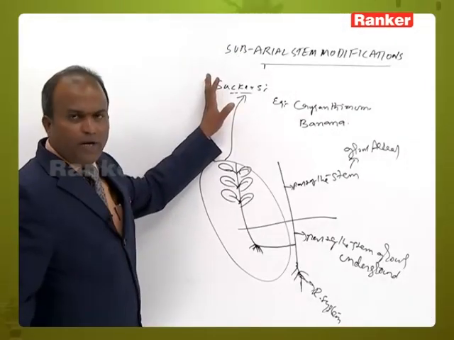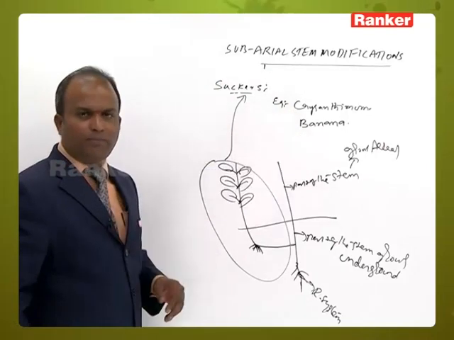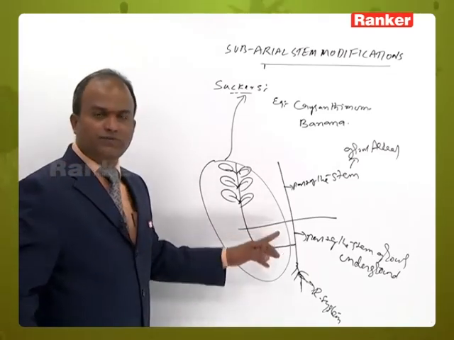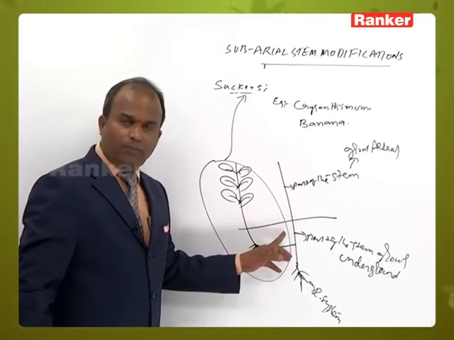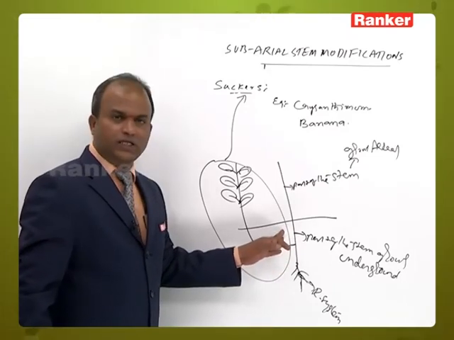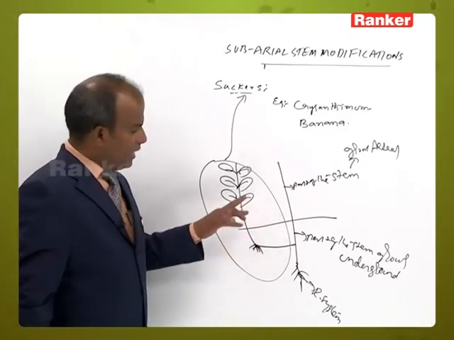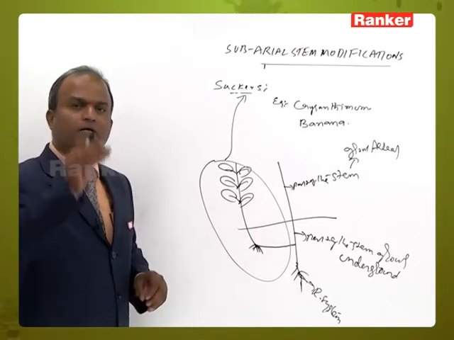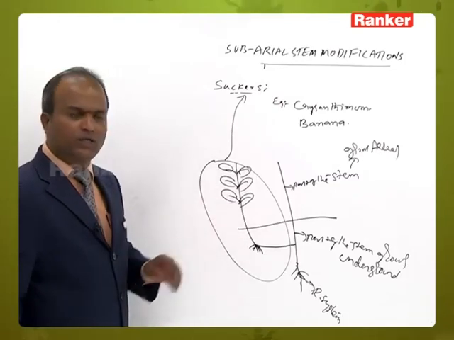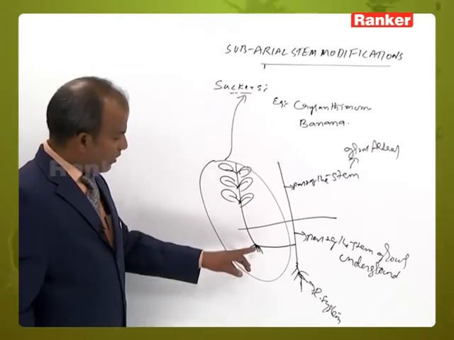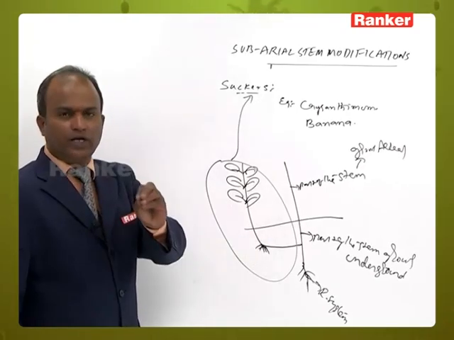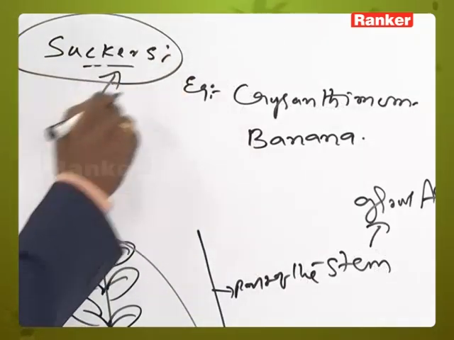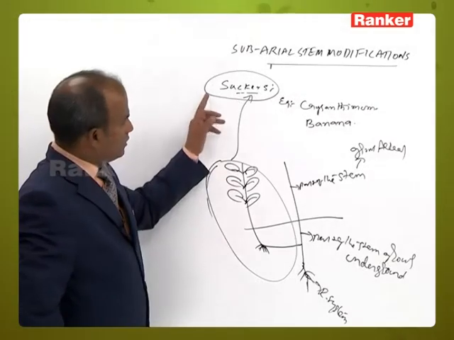That means all branches developing from the chrysanthemum and banana are not called suckers. Which ones are called suckers? The branches which are developing from the underground part of the stem. These branches initially grow in the soil and later become aerial. They are growing obliquely towards sunlight, and from the node area they produce adventitious roots. This branch itself is called a sucker.